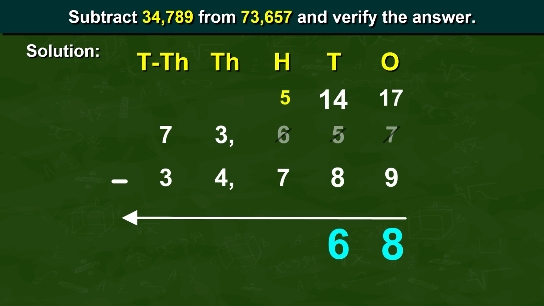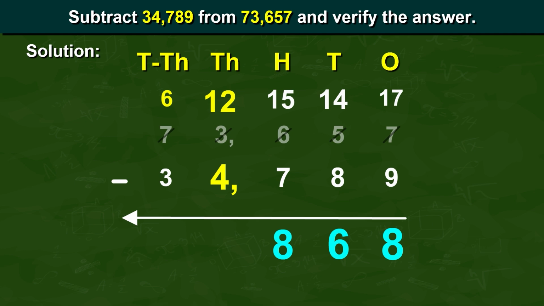Step 4. Subtract hundreds. But 7 hundreds cannot be subtracted from 5 hundreds. We borrow 1,000 from 3 thousands. Now we have 2 thousands and 15 hundreds. 15 minus 7 is equal to 8. Write 8 under hundreds column. Step 5. Subtract thousands. But 4 thousands cannot be subtracted from 2 thousands. We borrow 1 10,000 from 7 10,000s.